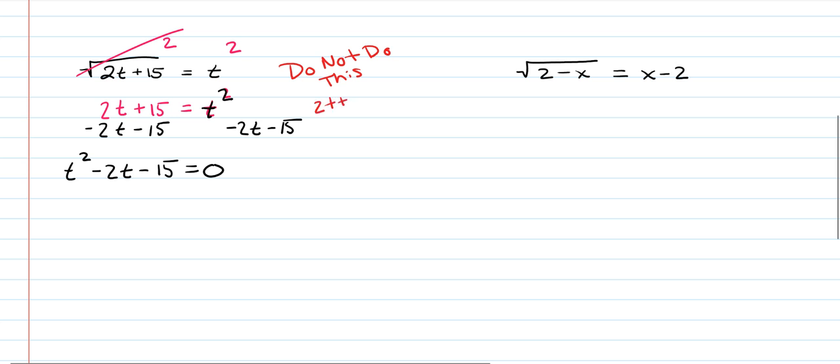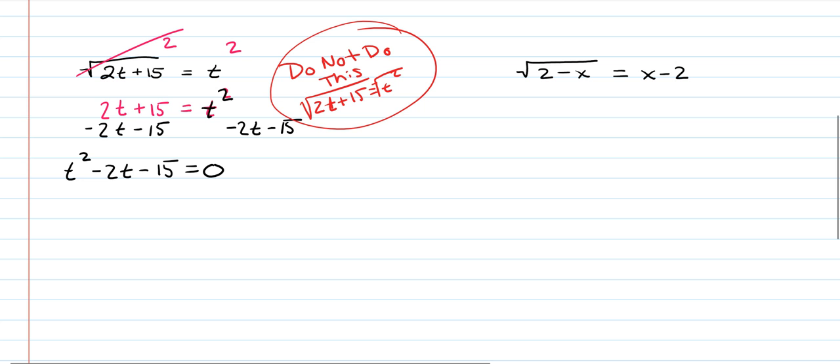They'll have 2t plus 15 equals t squared. And then now they just got rid of the square root. So now they'll try to square root both sides again, and then try to give me some number out of here. Don't do this. You just undid that. Why would you put it back? It just doesn't make sense.